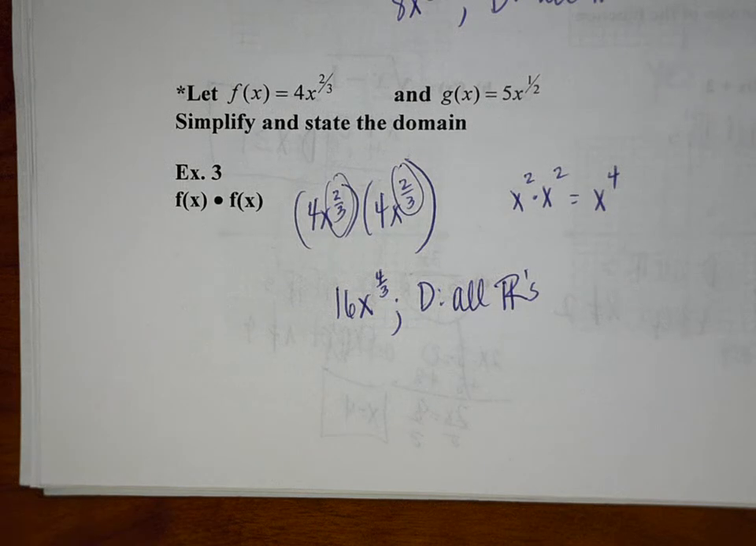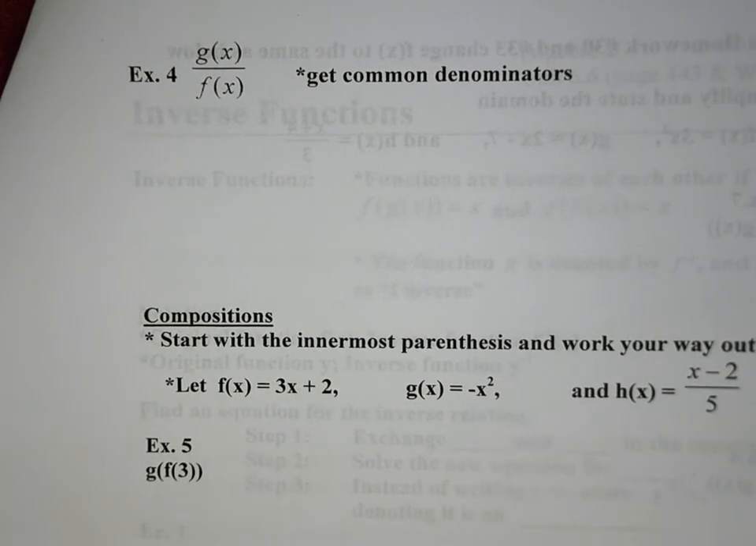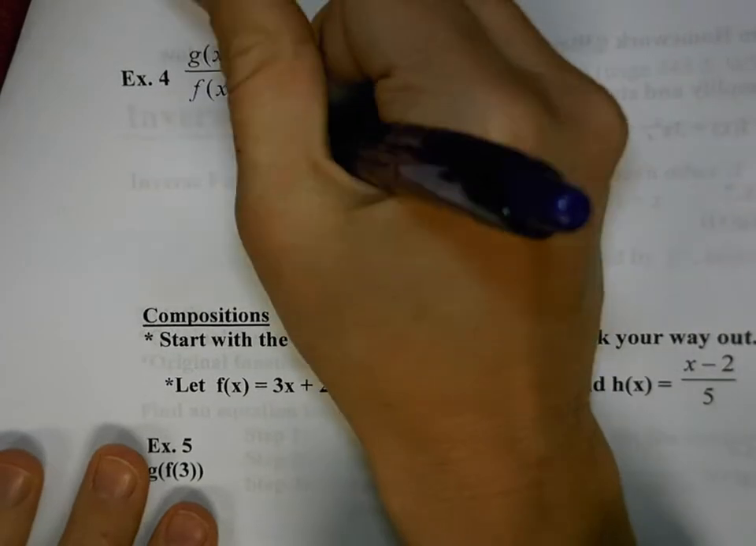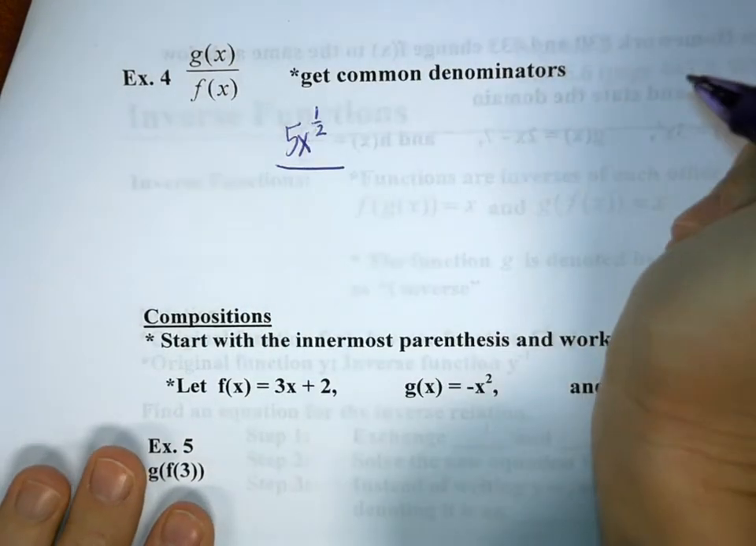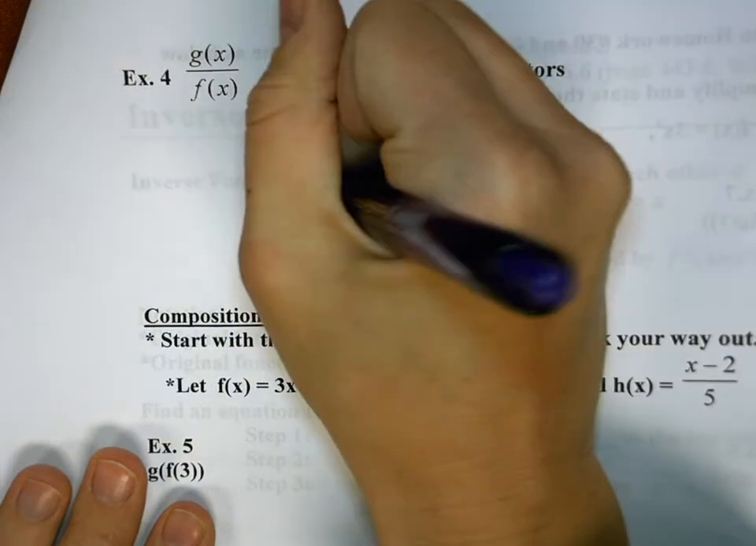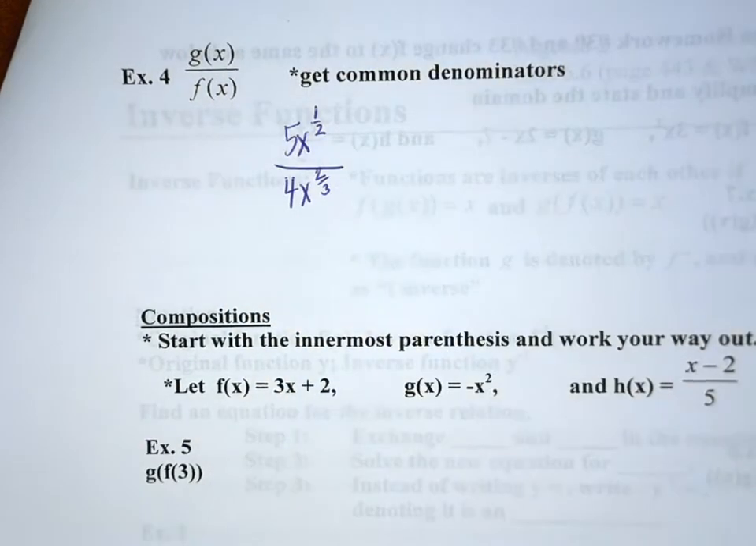All right, moving on to example 4. We're still using the g of x and f of x from the last example 3. It said it right above there. So if you flip back and forth, g of x is 5x to the 1/2 power divided by, and f of x was 4x to the 2/3 power.